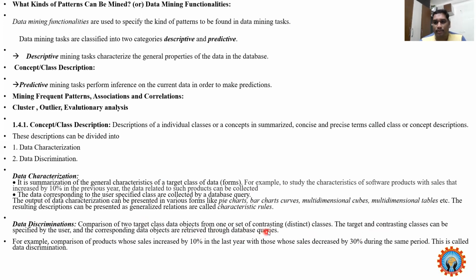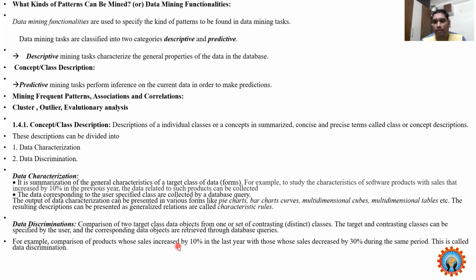through database queries. So now see, comparison of products whose sales increased by 10% in the last year with those whose sales decreased by 30% during the same period. They are calculating the increase and at the same time the decrease of the sales of particular products. Okay, so during the same period, this is called data discrimination.